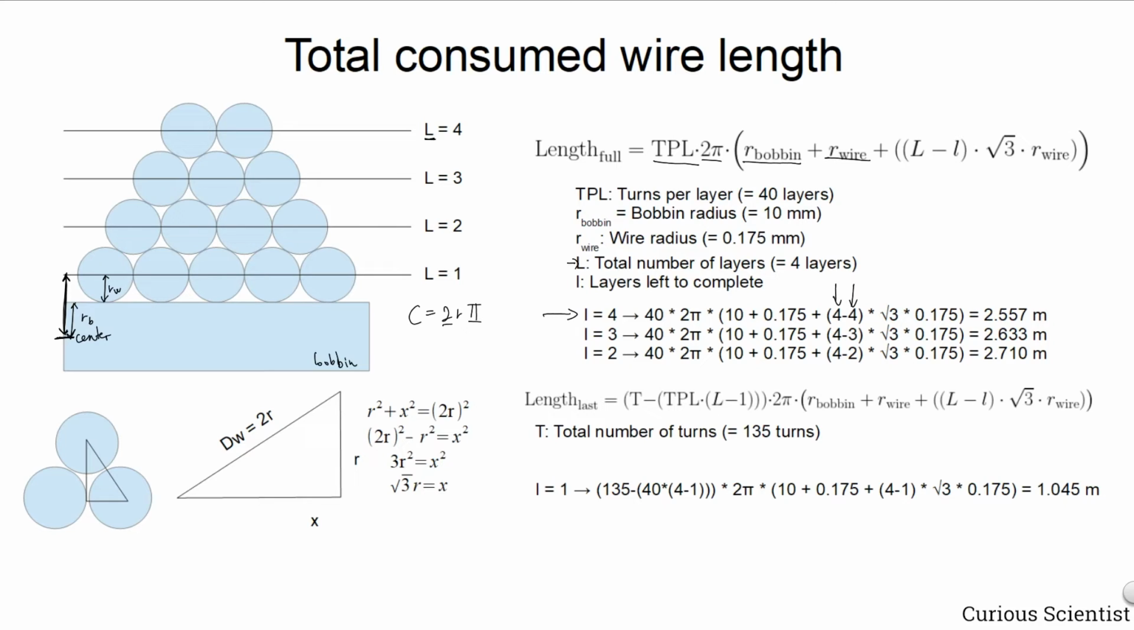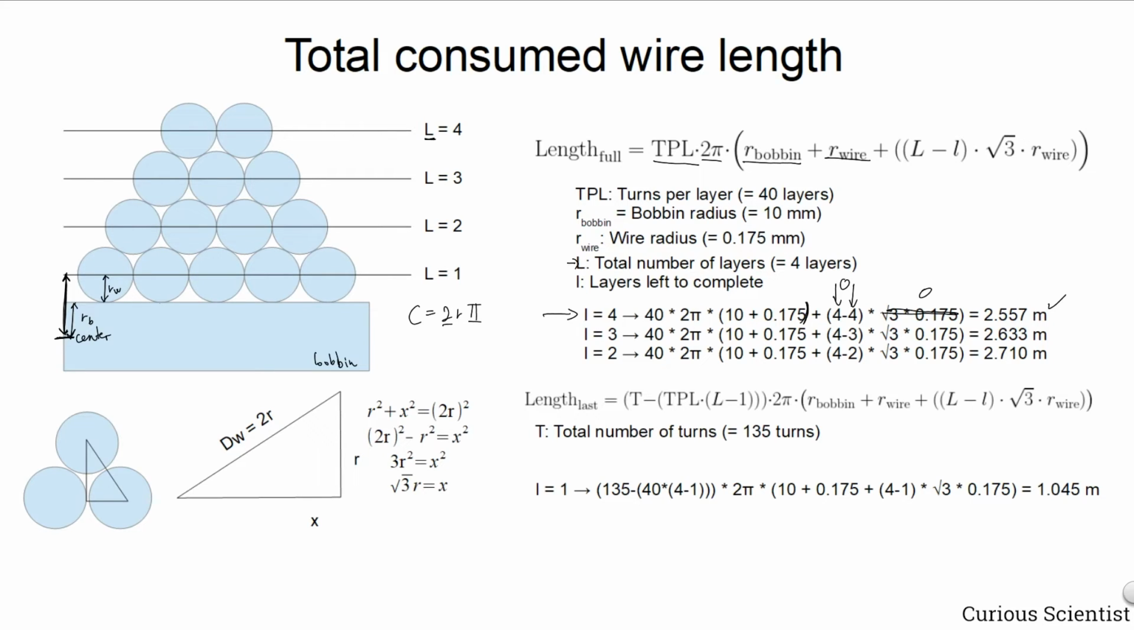When we look at this formula in the code, the first one still has to be completed, and then we have the 3 others, so 4 layers have to be completed. So actually this product is 0, so then this is also 0. So what we are left with, when we are in the first layer, is the 40 turns times 2 pi times the bobbin radius plus the wire radius. So basically we can stop here, and that is 2.56 meters. And then we move to the next layer.